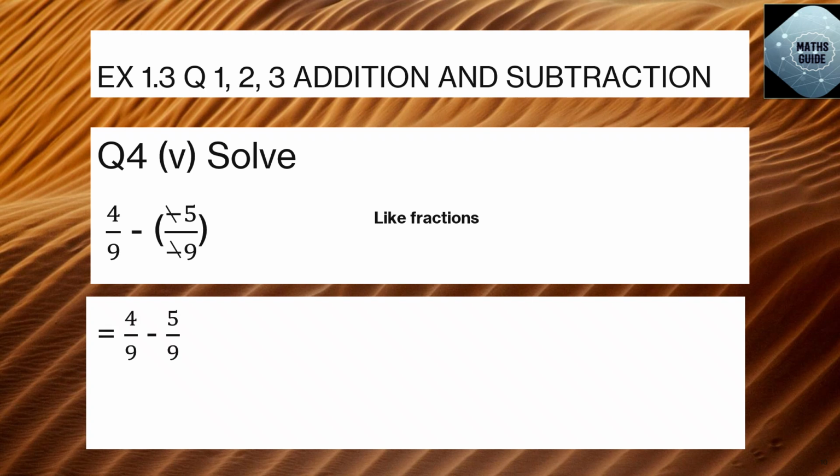As they are like fractions, because their denominators are same already, there is no need to take the LCM now. We will just follow the rules of integers. Plus minus, we have a plus sign over here and minus sign over here. Plus minus is minus. We will subtract and put the sign of the greater number. So the answer will be minus 1 over 9.